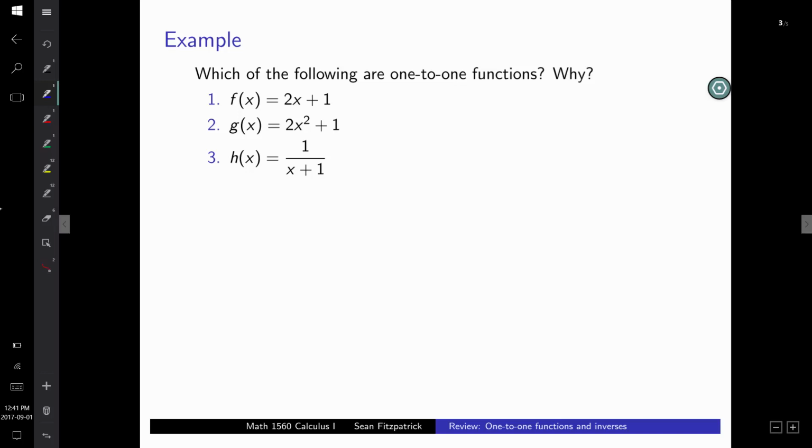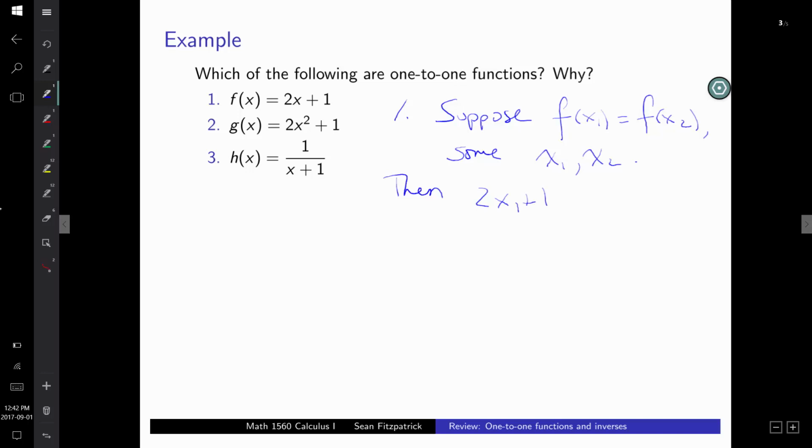So if I look at question 1, I could say, let's suppose that f of x1 equals f of x2 for some x1 and x2. Well, what does that mean? That means that 2 times x1 plus 1, there's f of x1, would have to equal 2 times x2 plus 1, there's my f of x2. Well, if that's true, then I could subtract 1 from both sides. 2 times x1 would be equal to 2 times x2. And then I could divide both sides by 2, and x1 would be equal to x2. So anytime the outputs are the same, the inputs have to be the same. And that tells me that f is one-to-one.